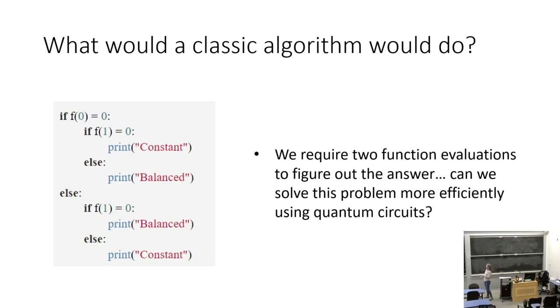So here's what a classical computer would do. If f of 0 is 0, then if f of 1 is 0, it's constant, and otherwise it's balanced. And if f of 0 is 1, then if f of 1 is 0, it's balanced, and otherwise it's constant. So we need 2 function evaluations to figure out the answer, and the question that Deutsch asked is, can we solve this problem more efficiently than that? So with 1 query to the function.